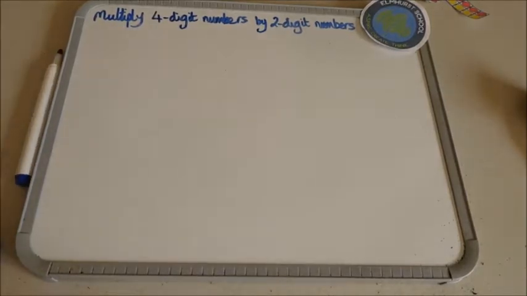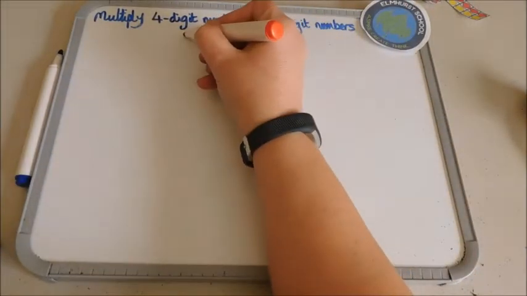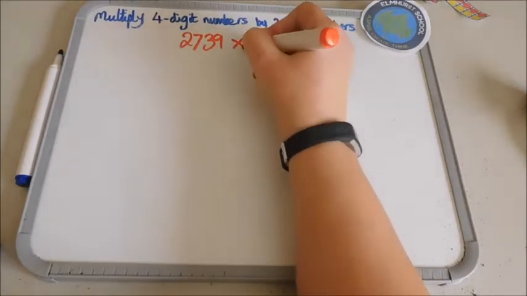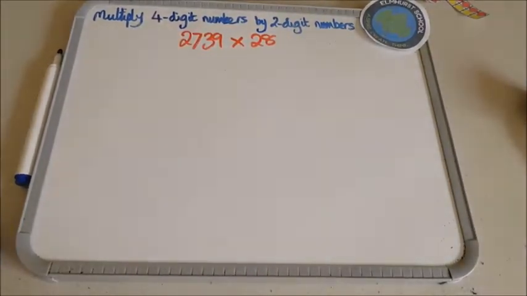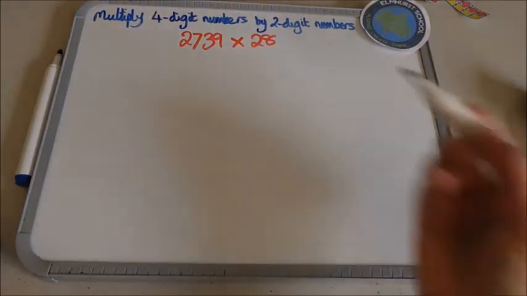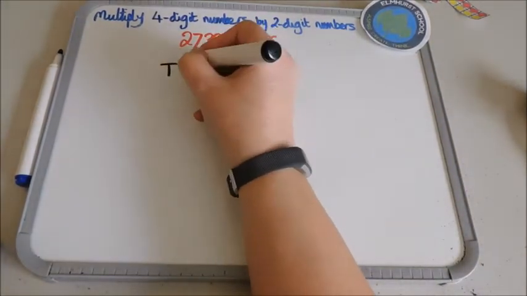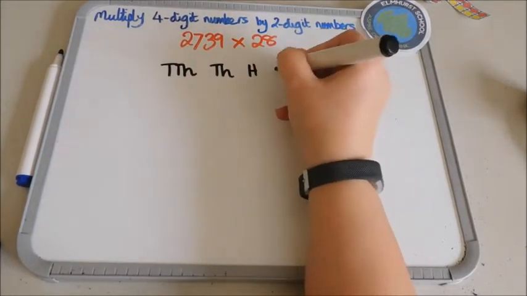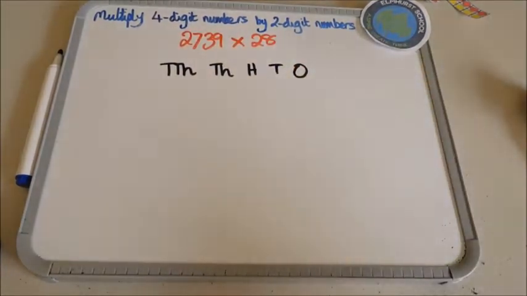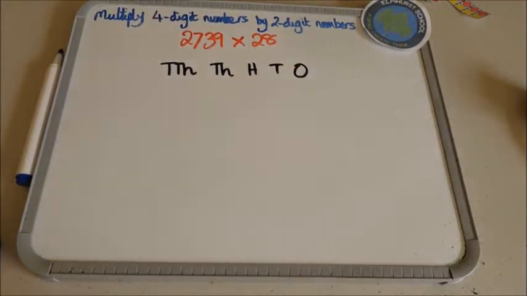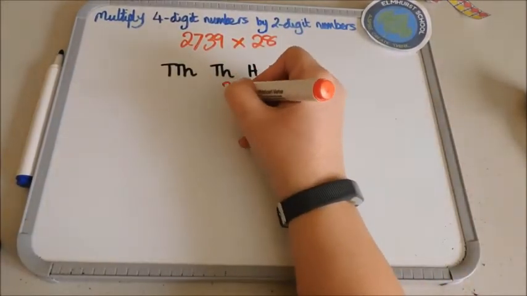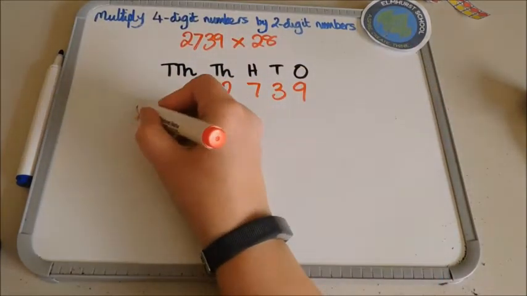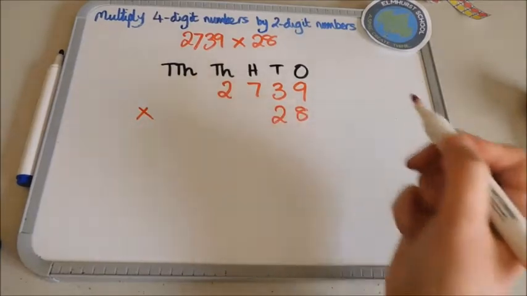So the calculation that I'm going to be concentrating on is 2,739 multiplied by 28. Okay, so if need be, children can still use their column headers, but again, at this point they might not need it, but if it makes them feel a bit more confident, then that's absolutely fine. So I'll put those in. Okay, so I've then got to make sure I line up my columns correctly. So 2,739, I'm going to multiply that by 28.